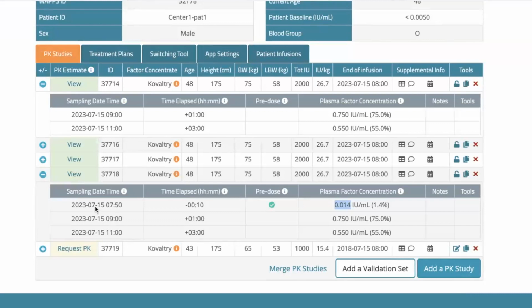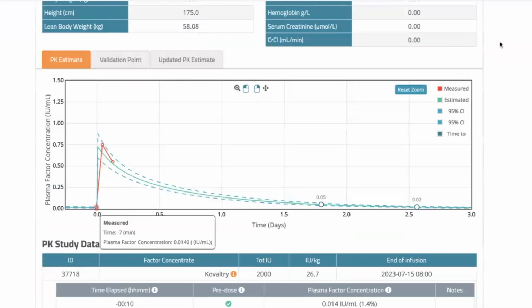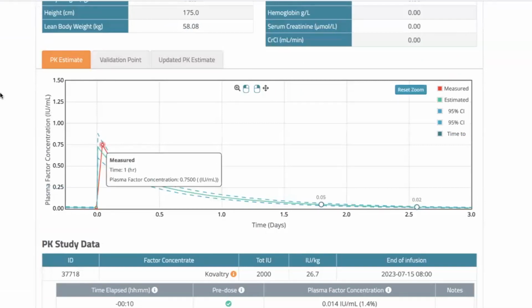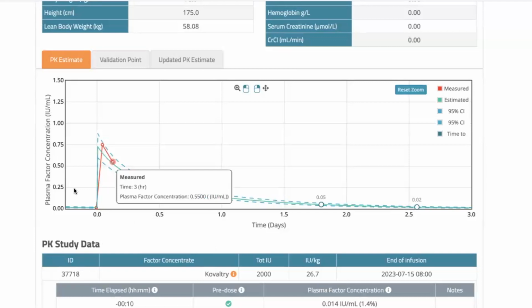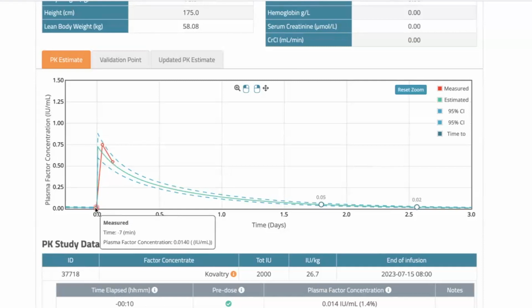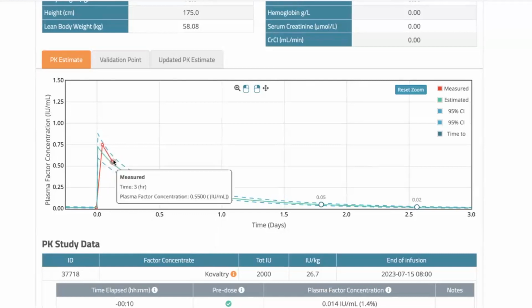This is the graph. I have the pre-dose, the 1 hour, the 3 hours. No graph yet. Oh, sorry. Tell me when the graph shows up. Yep, now it's there. So on this graph, you have a pre-dose, this point down here, and then 1 hour, 3 hour, the red line. Okay?